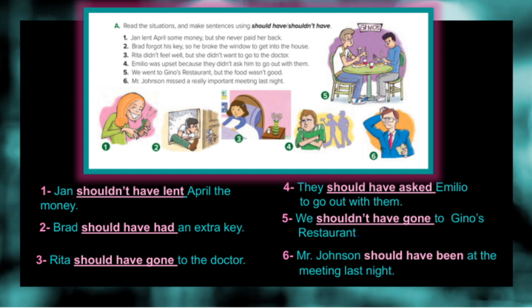For number 3, "Rita should have gone to the doctor." Ignoring health concerns can lead to bigger problems later on. Number 2, "Brad should have had an extra key." Being prepared with a spare can save a lot of trouble in emergencies. And finally, number 1, "Jan shouldn't have lent April the money." Lending money without careful consideration can sometimes lead to strain or misunderstandings. These examples really highlight the importance of making thoughtful choices and how they connect to the overall theme of responsible decision-making.